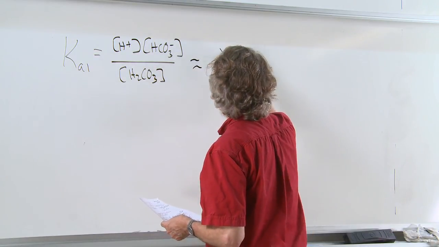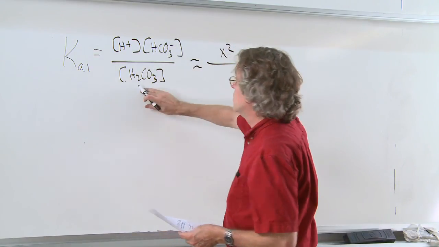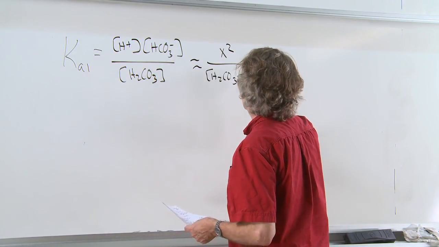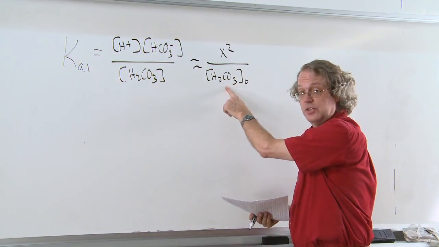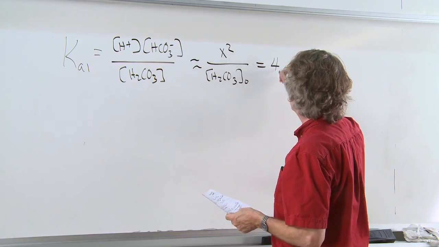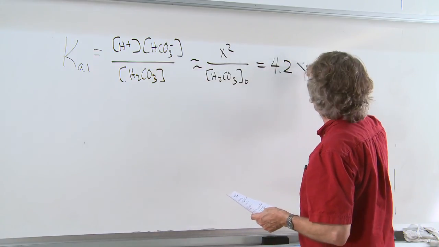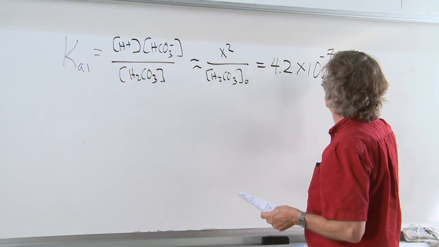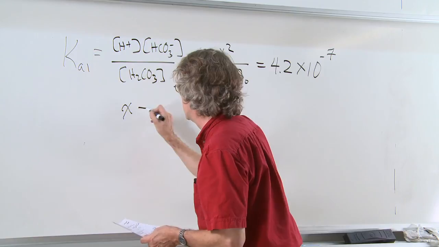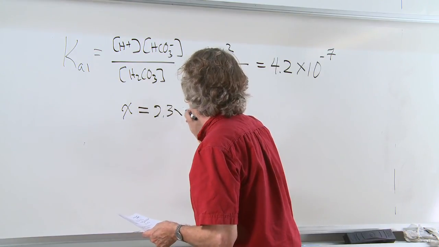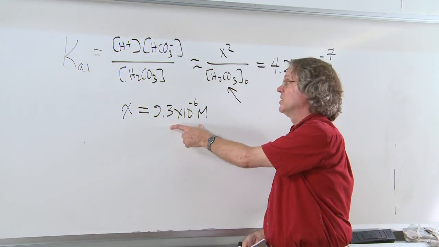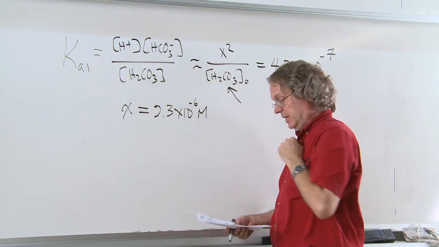The numerator we're saying is about X squared. We're going to assume that X is small compared to the total concentration of H2CO3. So I can just set this to the concentration of H2CO3 we calculated a moment ago. And this, as we've seen, is equal to that first Ka, which was 4.2 times 10 to the minus 7. We know what this is, put in the numbers, and what you find is that X is equal to 2.3 times 10 to the minus 6th molar. So this also justifies the approximation I made here.